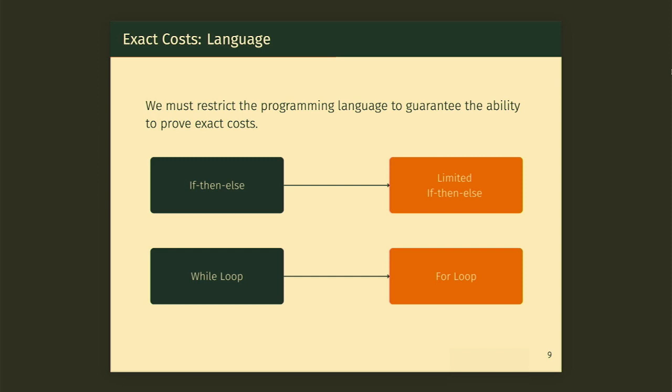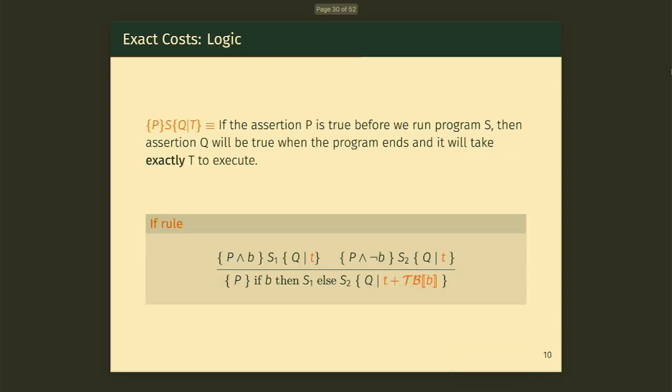For the while loop, since we can't know the exact number of iterations, only an upper bound on that number, we had to completely remove it and replace it with a for loop where the number of iterations is deterministic. And with these restrictions to our language, we were now able to do the necessary adaptations to the logic. In this case, we only did adaptations into rules, the if rule and the addition of a new for rule.